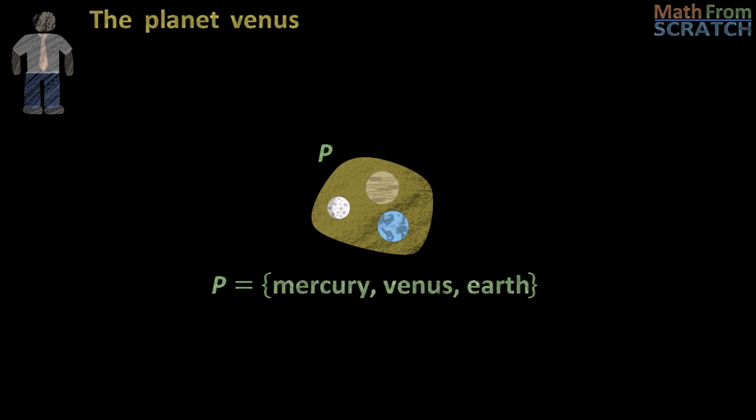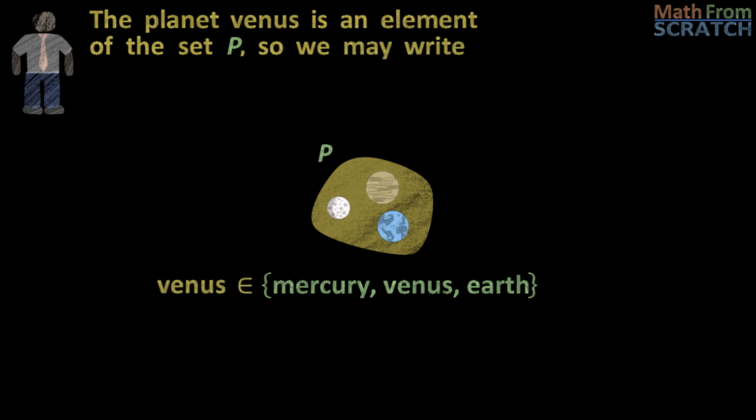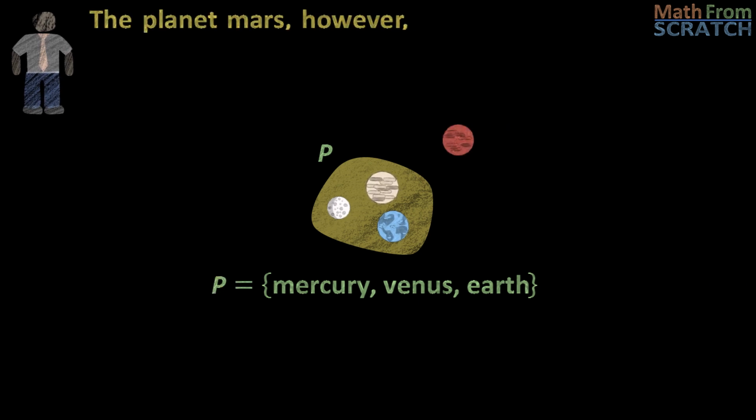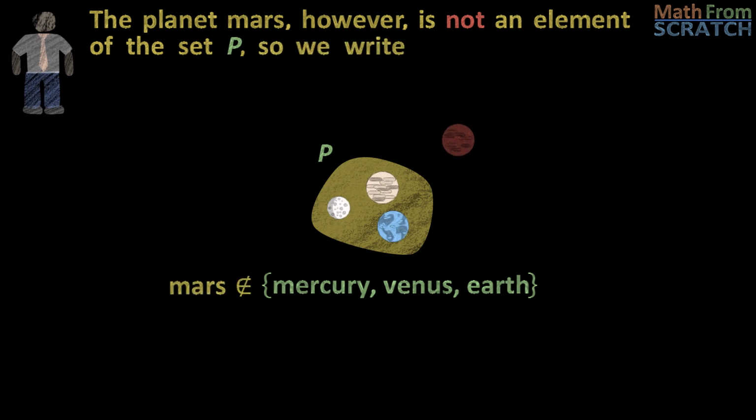The planet Venus is an element of the set P, so we may write, Venus belongs to the set Mercury, Venus and Earth, or Venus belongs to P. The planet Mars, however, is not an element of the set P, so we write, Mars doesn't belong to the set Mercury, Venus and Earth, or Mars doesn't belong to P.